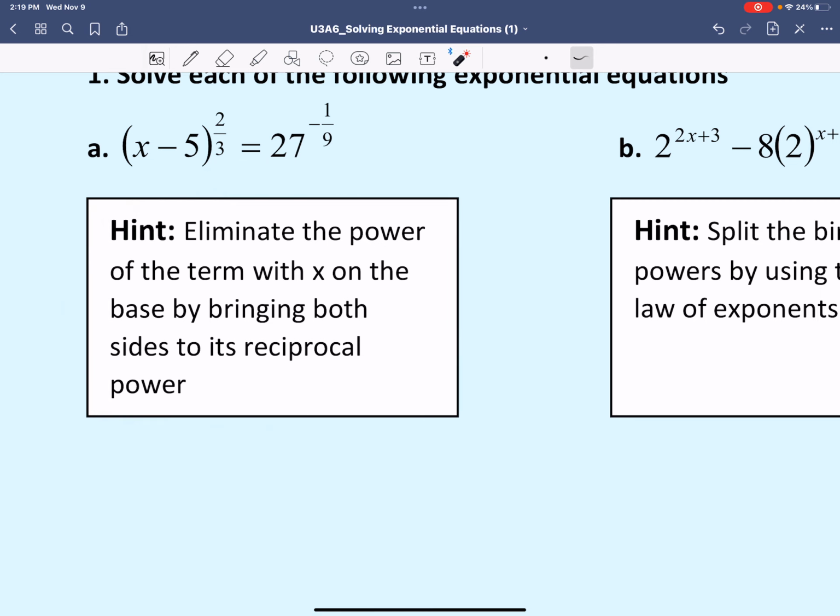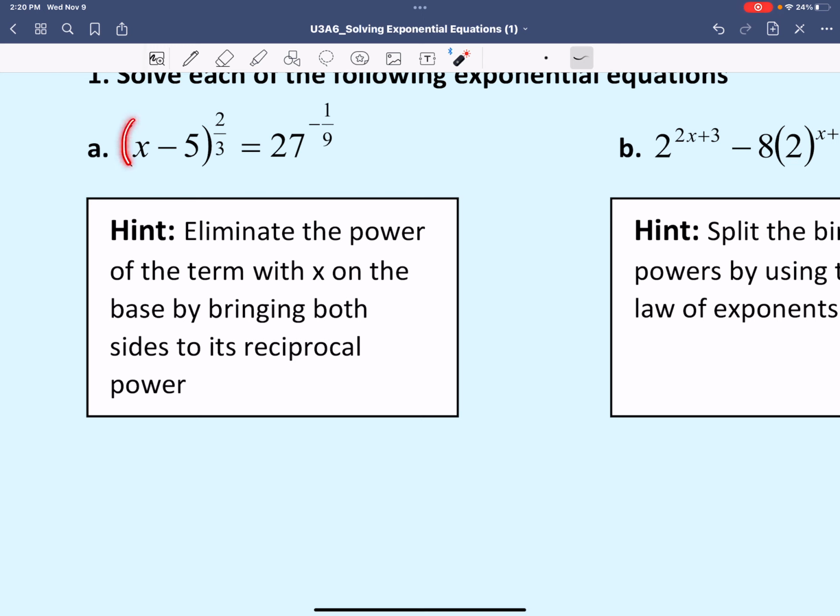first. I hope you have already. But I am adding a few explanations to it as well, because why not? So the hint added in here is: eliminate the power of the term with x on the base by bringing both sides to its reciprocal power. So what does that mean?